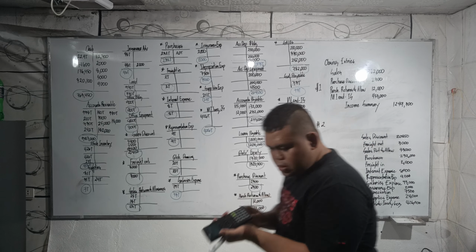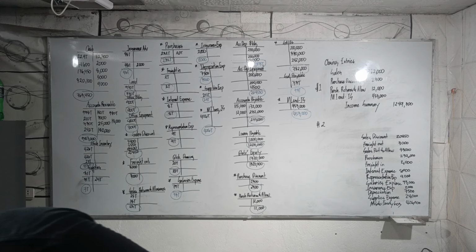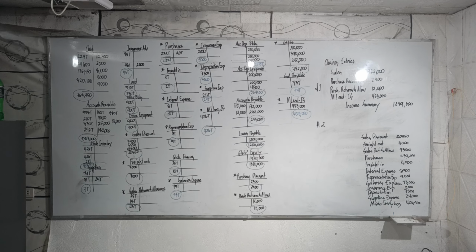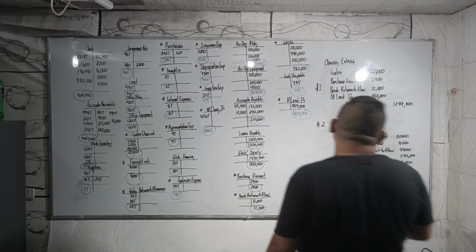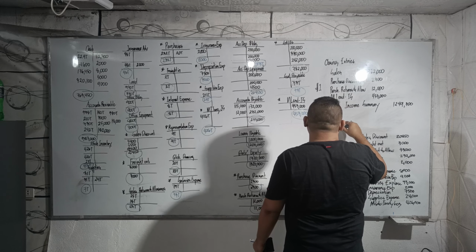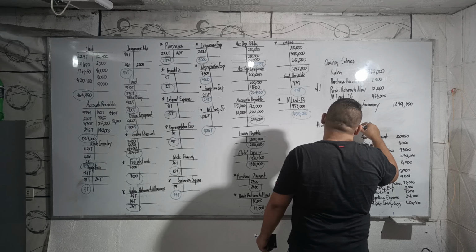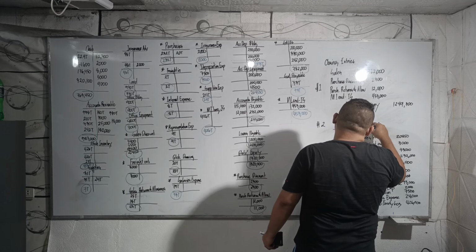So we have to credit them because their normal balance is again debit. Let me check if that is still recording. Yeah, it's still recording. And then the counterpart, so that it will be balanced, is the income summary account.